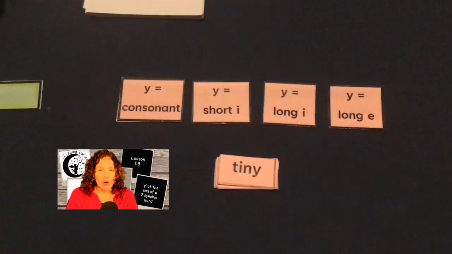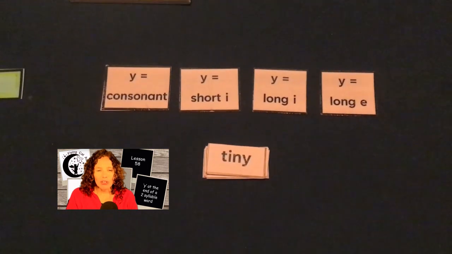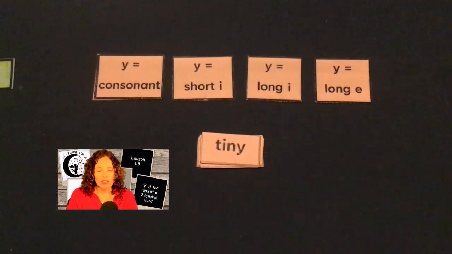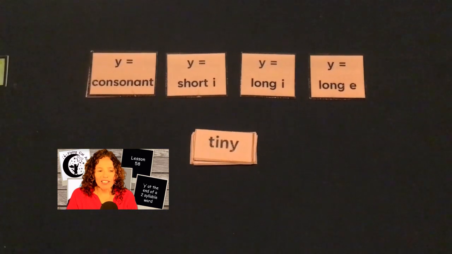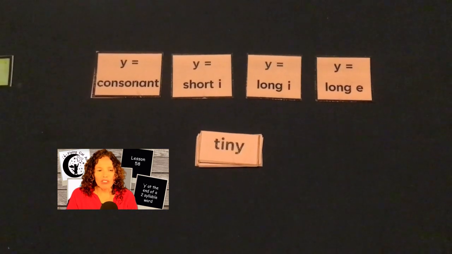In addition to all of that, you'll have some sorts. We'll do a yes-no sort for is it a closed syllable? And we'll be moving on to how does Y sound at the end of a 2-syllable word? So now we're having a sort that has all the different sounds of Y. The student will actually read those words and then sort them.